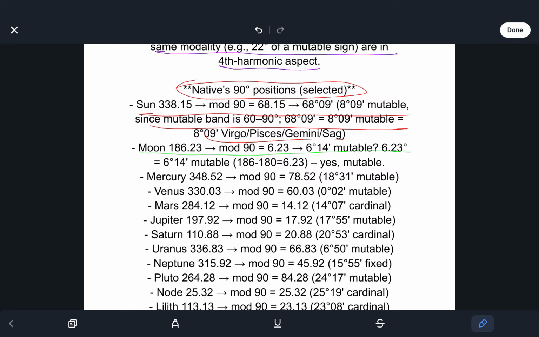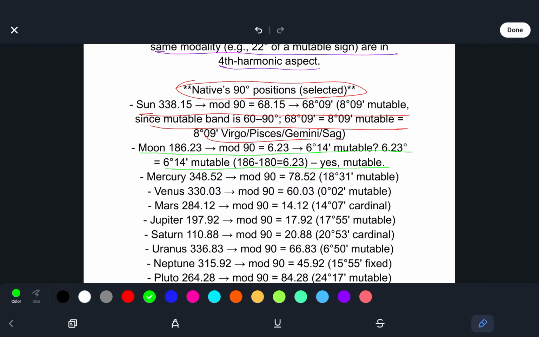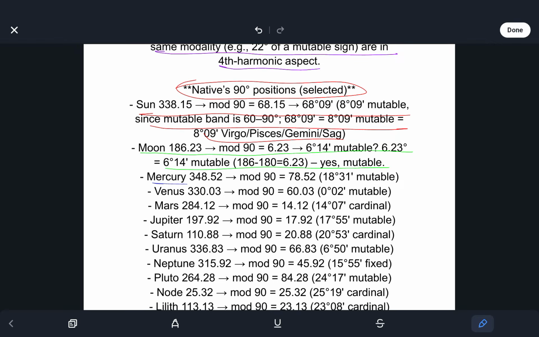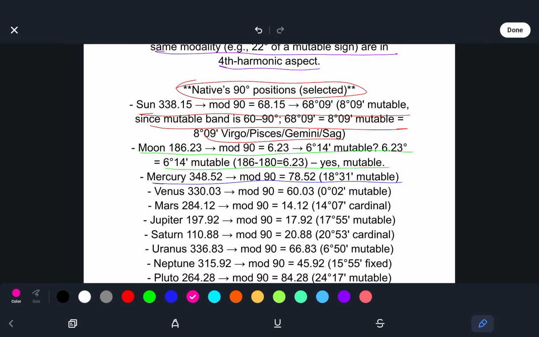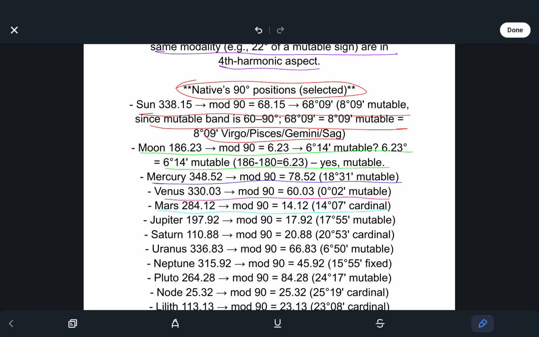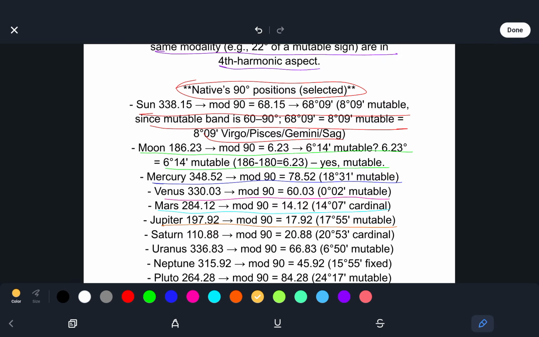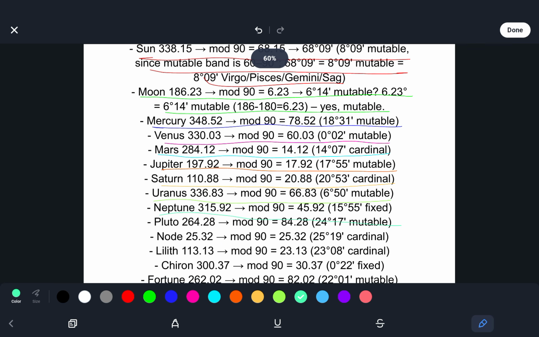The Moon here is also mutable. Mercury is also mutable. Venus is also mutable. But what do we see? Mars is cardinal. But then Jupiter is mutable. But then Saturn is cardinal. Uranus is mutable. Neptune is fixed.